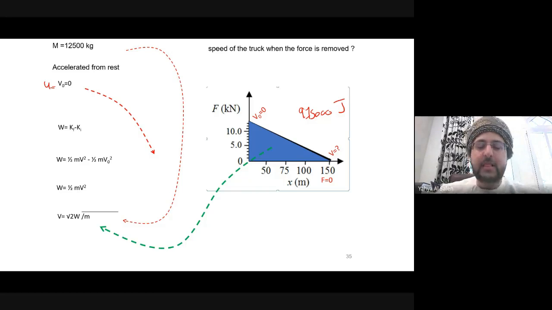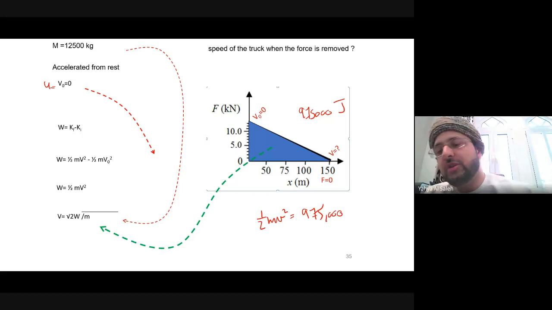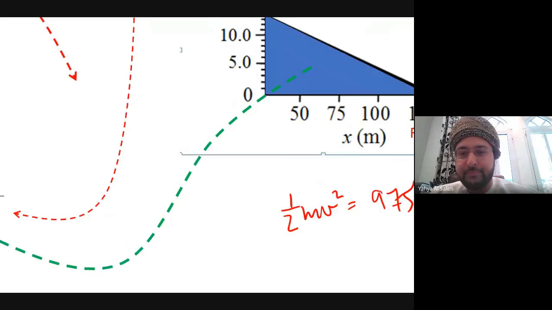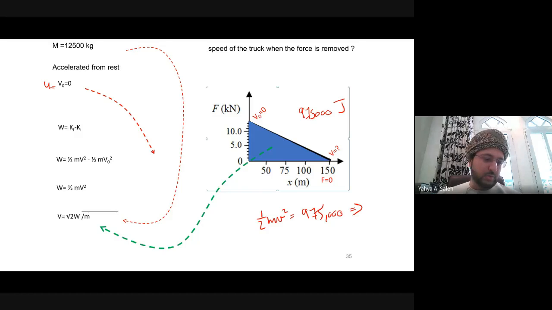Now, all of this, since we started from rest, the initial kinetic energy was 0. So half mv squared is equal to all of this energy. I'm assuming no friction, no lost energy, nothing. So I will rearrange. I will multiply it by 2, divide it by 12,500, and then take the square root, and I will get 12.49, which is approximately 12.50.